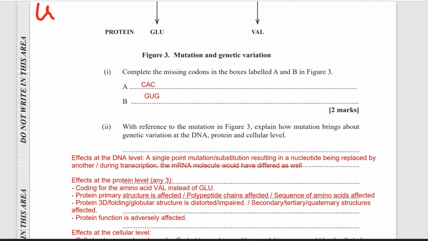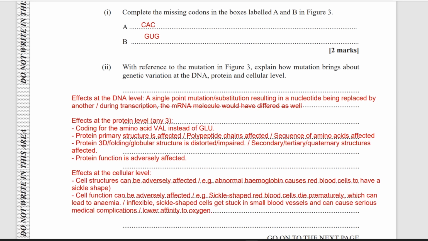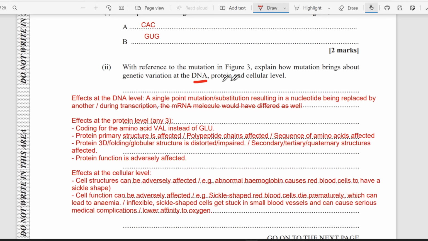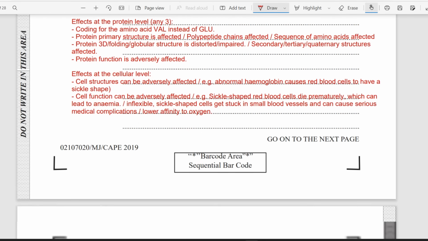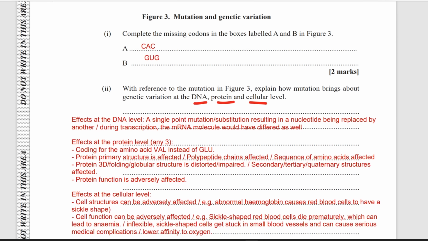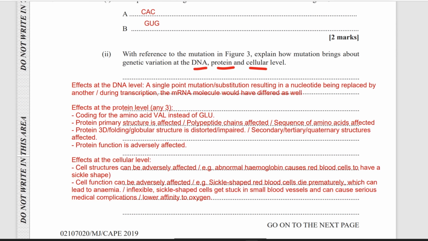So they say now, with reference to the mutation in figure 3, explain how mutation brings about genetic variation at 3 levels, right? The DNA level, the protein level, and the cellular level. Okay, let me see how many marks this is. This is 6 marks, right? The number of points could differ, but I would say the DNA level has at least 1 point, protein level about 3 points, cellular level 2 points, basically what I have here.